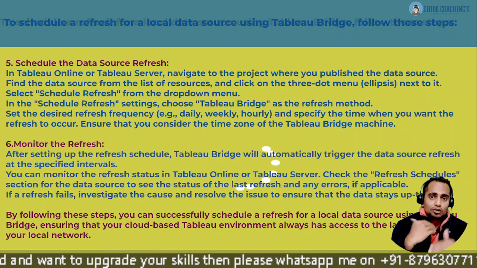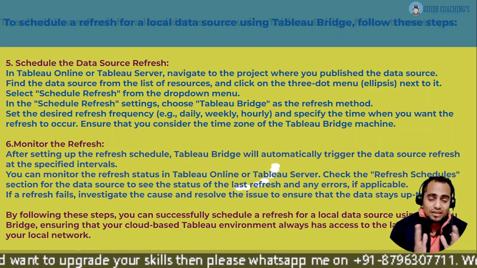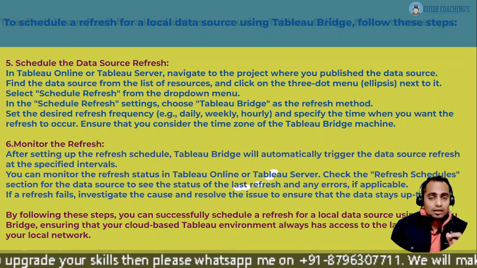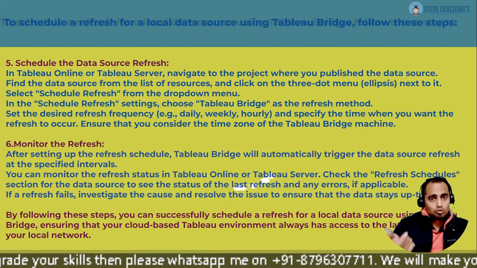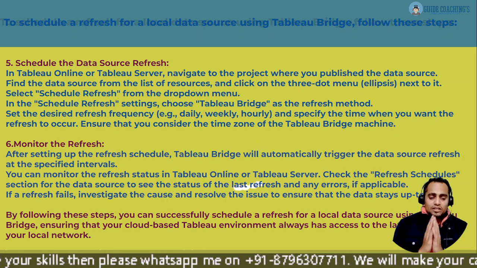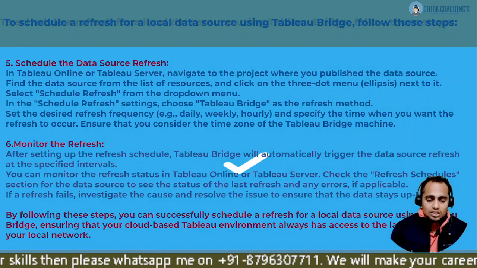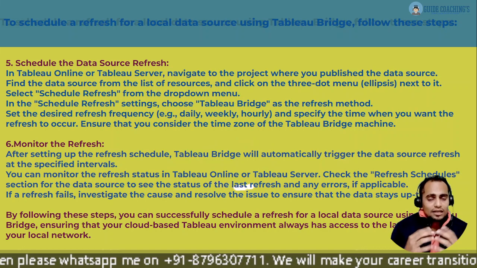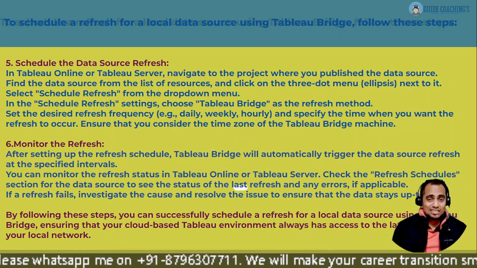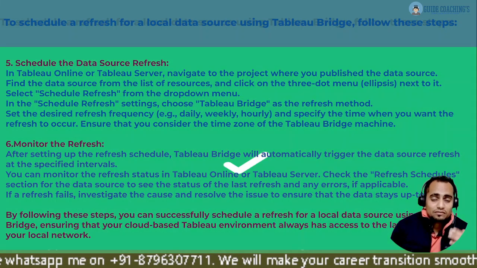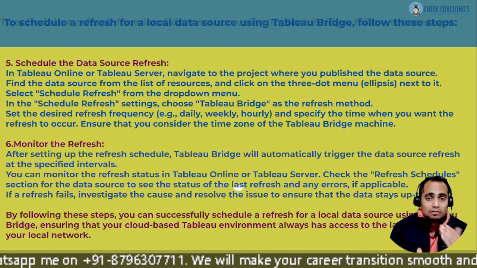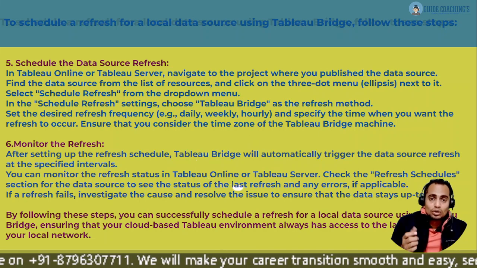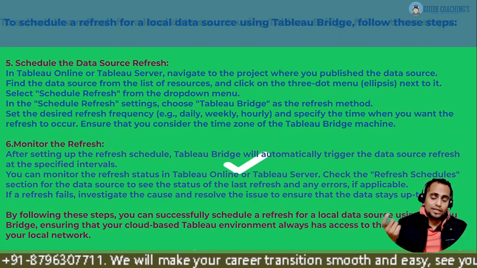If any error occurred during the refresh, we can see that in the refresh schedule section, and we can check what the last update was and at what time. Okay, if a refresh fails, we can investigate and resolve the issues to ensure that the data stays up to date. By following these six steps, we can make our data consistent, and we can make a secure connection between the local data set and the cloud data set.